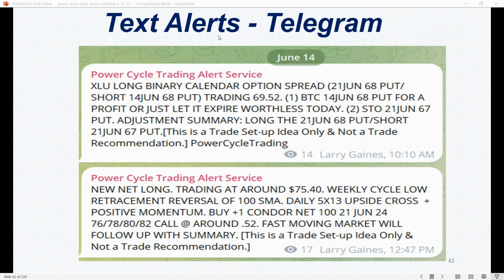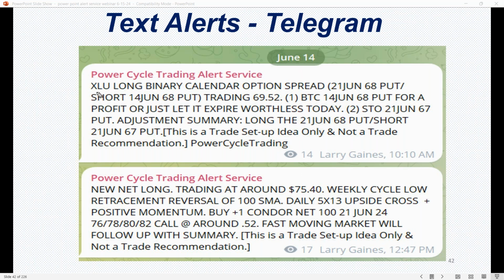And then what we use is a service called Telegram. This is a free service that, when I put the trade in, goes out within seconds. So here's a look at what this was just from Friday the 14th. You can just see what it looked like.